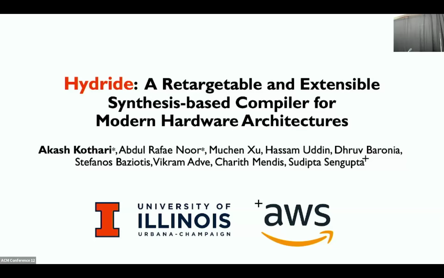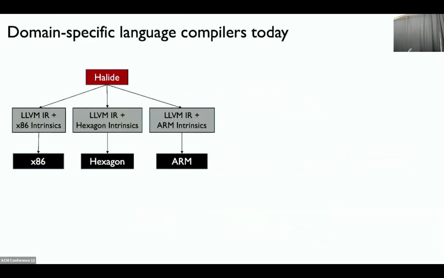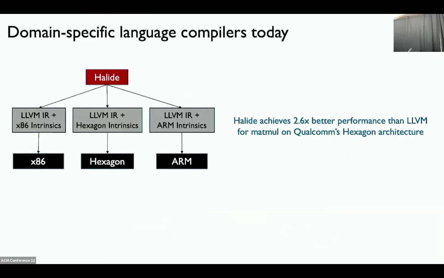Hi, everyone. Today I'll be talking about Hydride, a retargetable and extensible synthesis-based compiler for modern hardware architectures. Domain-specific language compilers today have custom backends to target different hardware architectures in order to maximize performance. Halide, which is a DSL compiler for image processing and machine learning workloads, is no exception. In fact, its Hexagon backend achieves about 2.6 times better performance than LLVM on a simple matmul kernel.